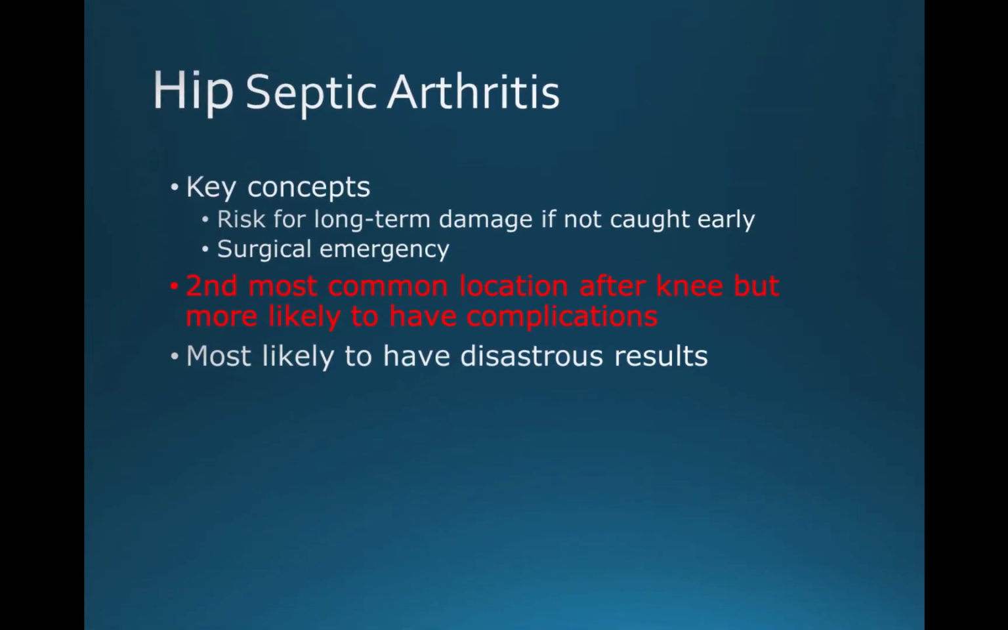So some key concepts for hip septic arthritis. There's risk for long-term damage if not caught early. I feel like the most common people we see these in, at least in the emergency department or in critical care, is going to be the hip joint in a pediatric patient. So we definitely don't want to miss these. There's long-term damage if not caught early. It's a surgical emergency, and it's the second most common location after the knee, but you're much more likely to have bad complications from a hip than a knee.